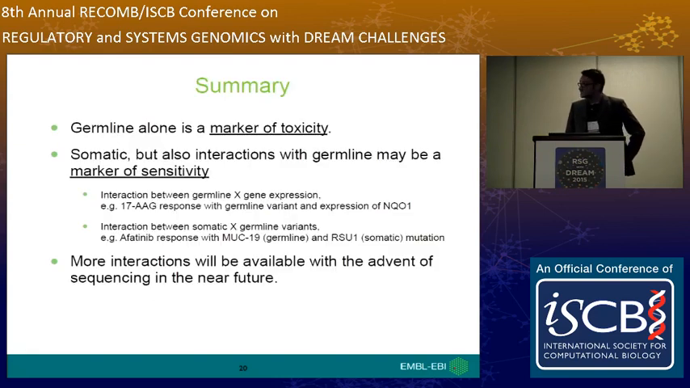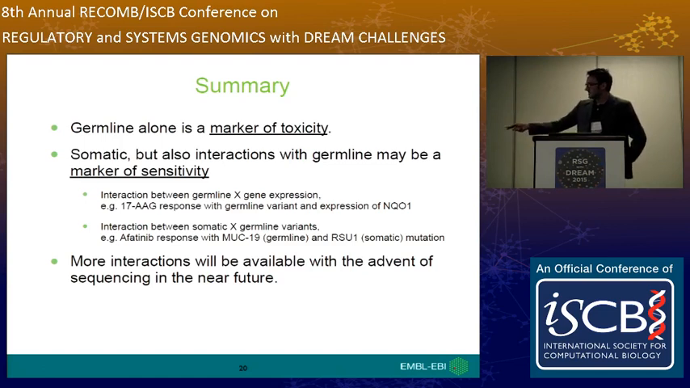To summarize, I would like to highlight germline alone is a marker of toxicity, and it's studied quite well in that area. Somatic mutation is also studied as a drug sensitivity marker, but the interaction of germline and somatic is again a sensitivity marker, and that is not well studied, particularly because we didn't have the sample size to do those studies. Hopefully in the future there will be more data available so that we can do this. And we're just beginning to start to do those studies.